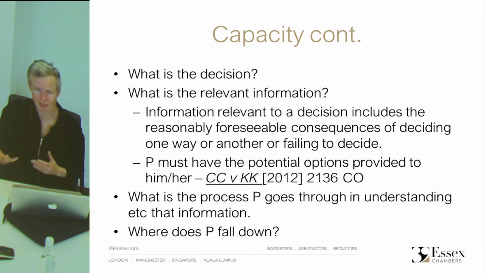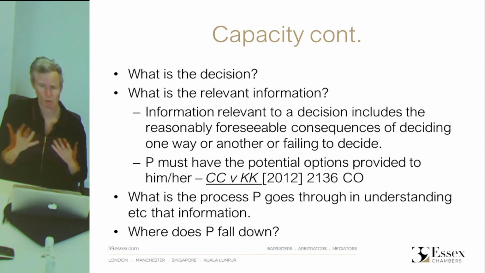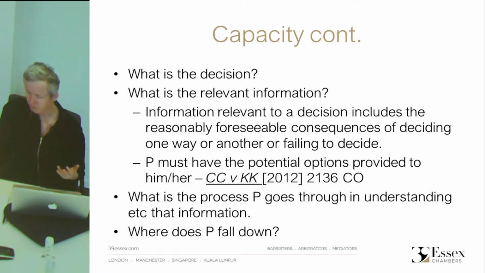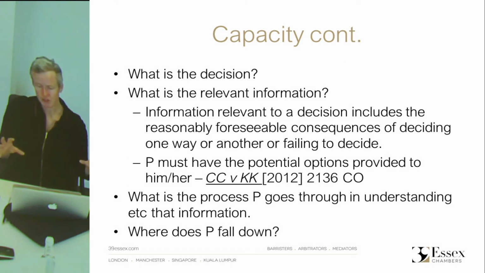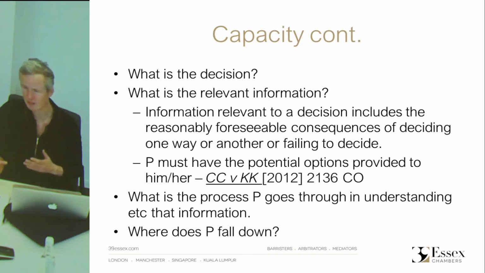And what you're trying to analyse there is the process that the person goes through with the relevant information. So that is often where capacity assessments become more complex. And what you need to do is identify where P falls down, as I put on the slide, but where is the deficit? What is it? Why is it that you say that P cannot use or weigh or understand the information?